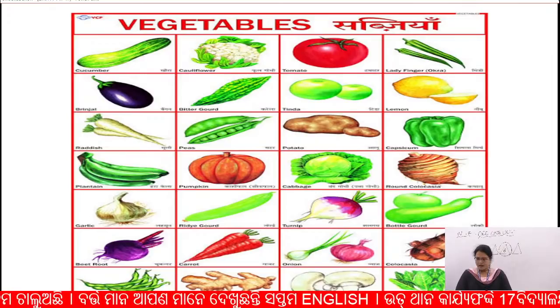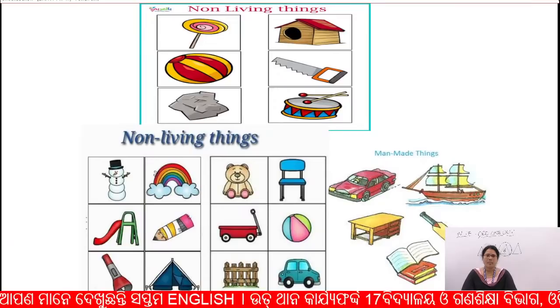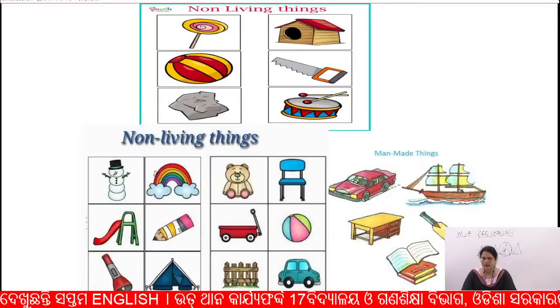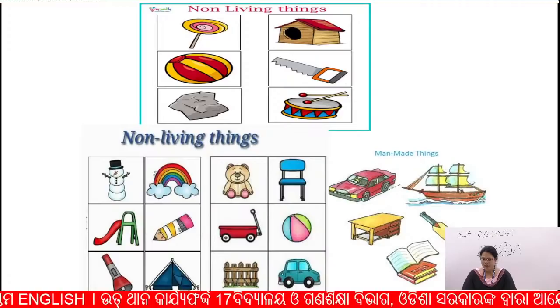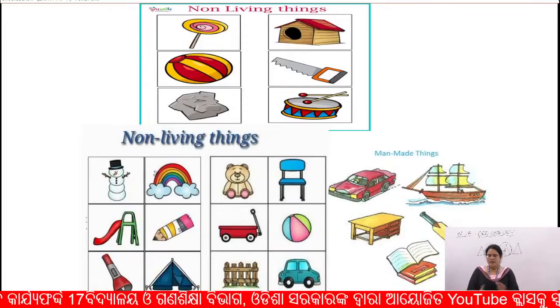Then in the next one, students, see, all are non-living things. We have seen that some are living and some are non-living. So all are non-living things: house, saw, drum, stones, chair, car, bat, table. All these images have no life. They are non-living things.